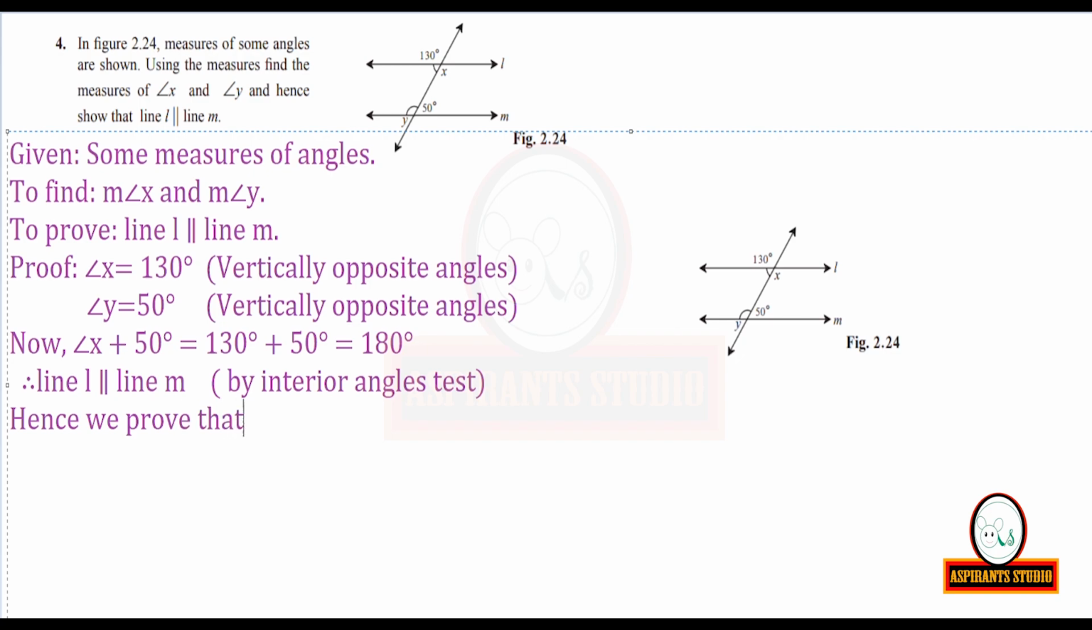So, we have solved this problem. You have to write the final statement. It is very important to write. Now, coming to the next question.